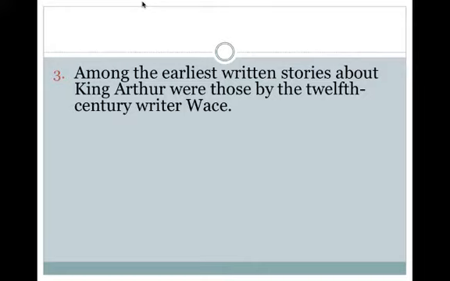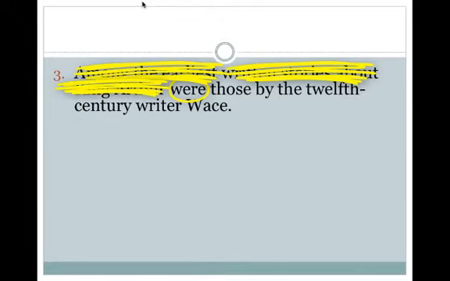Sentence 3. Among the earliest written stories about King Arthur were those by the 12th century writer Wace. First we look for the verb, and this has the common linking verb were again. And then if we ask who or what were, first don't get confused by the prepositional phrase at the very beginning. So among the earliest written stories about King Arthur can all be crossed out. And we find that those is the subject. Those were.